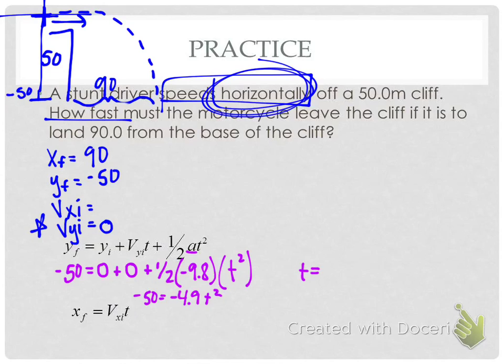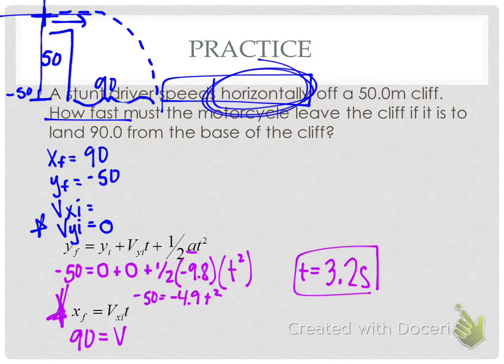Okay, so for time, what did we end up with? 3.2? I would agree with that. Okay, does that answer our question? We want to know how fast it left the cliff. So now we can look back to that equation we knew we needed to use. And we could say 90 meters equals Vxi times 3.2 seconds.